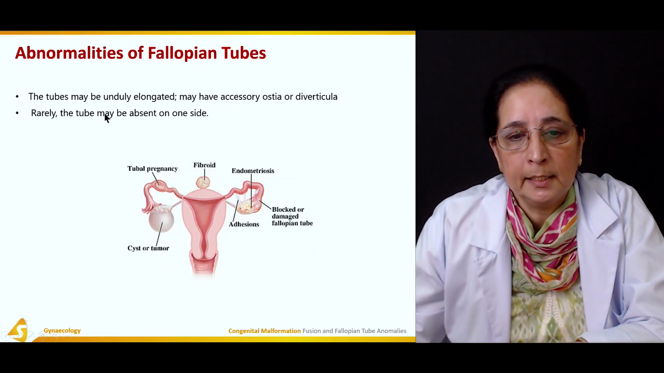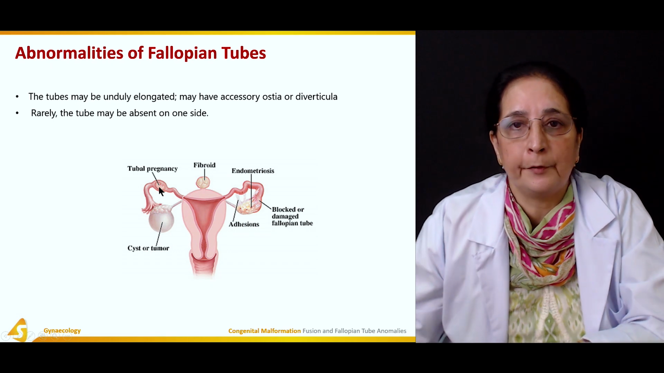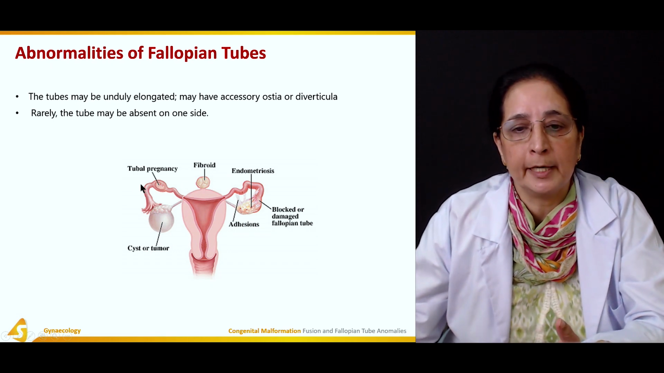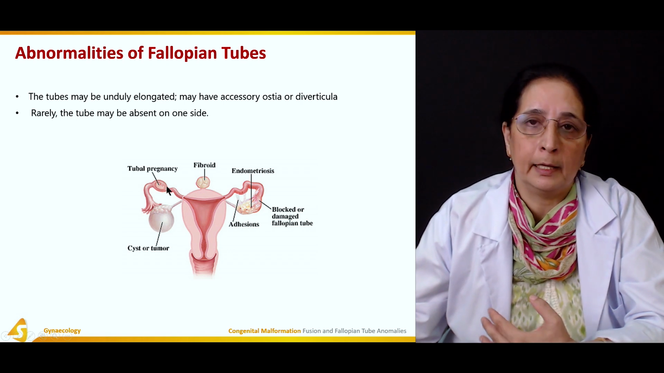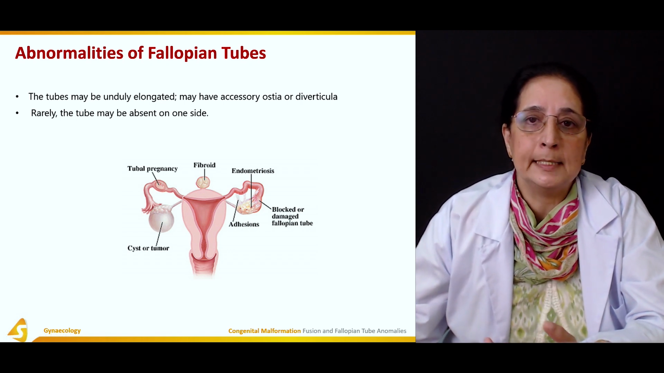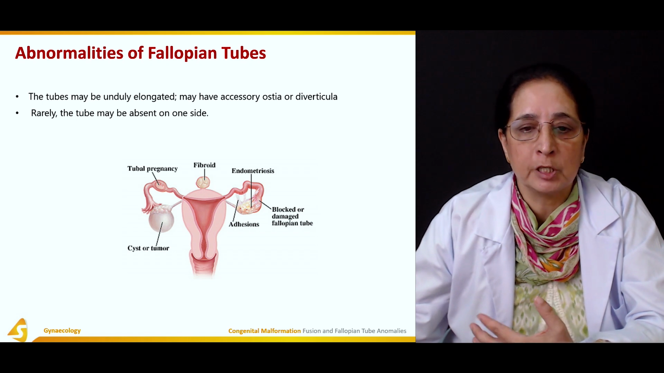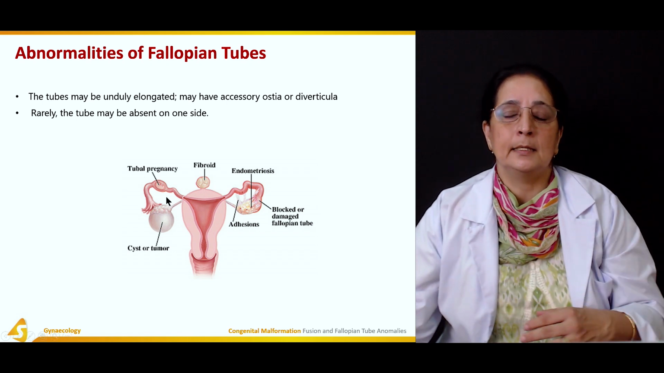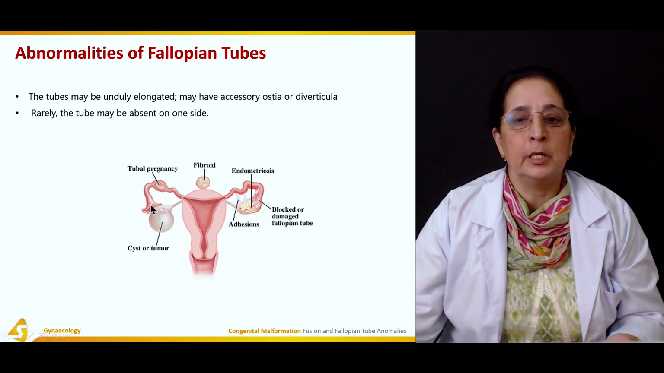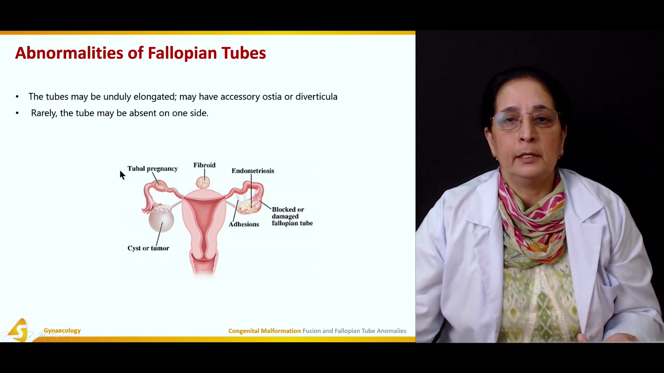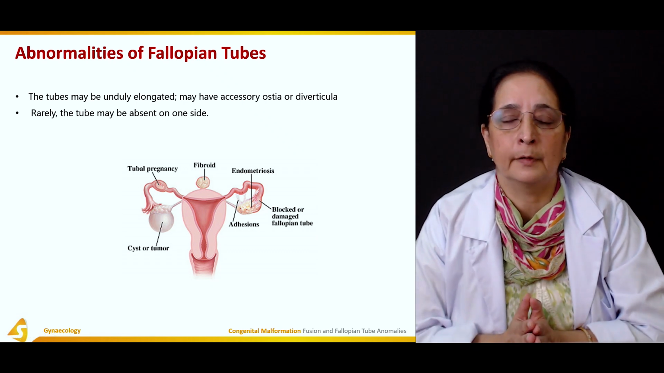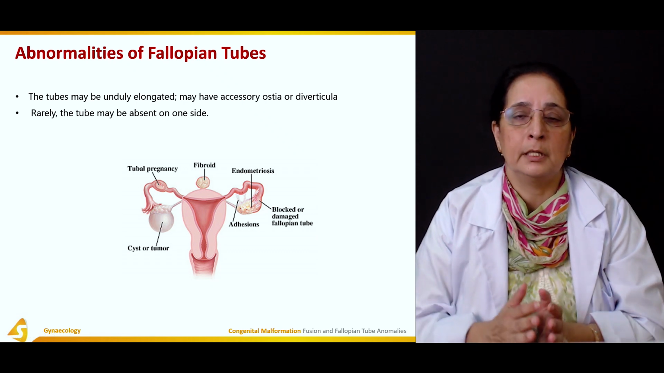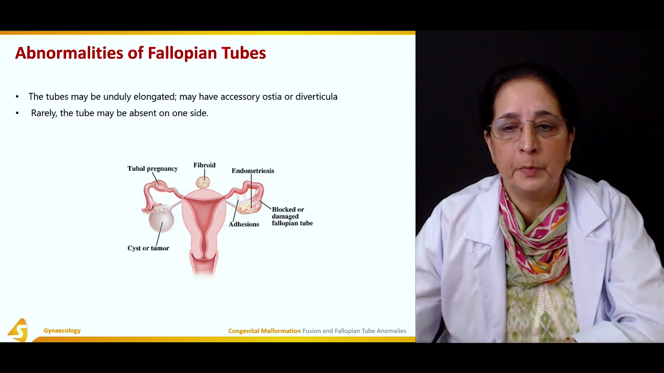So if you see in this diagram, this is the tubal pregnancy. Sometimes tubal pregnancy in the fallopian tubes also can lead to abnormalities, right? Rupture of the tube, and sometimes as a result tubal ligation is performed, and then the patient has reduced chances of conception because only one tube is left behind.